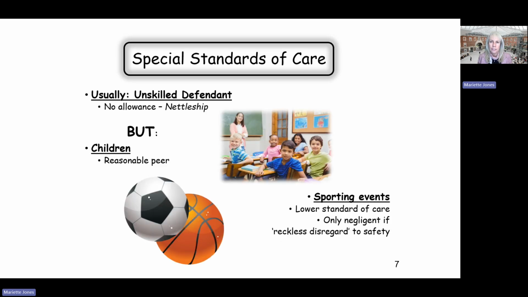For unskilled defendants, like learners or beginners, usually no allowance is made, as we saw in Nettleship versus Weston. But there are a few exceptions. Children, for instance, are judged by the standard of a reasonable child of the same age rather than by an adult standard. In sporting events, the standard is lower. Participants are only negligent if they show a reckless disregard for the safety of others. The law recognizes that risk is sometimes part of the activity itself.